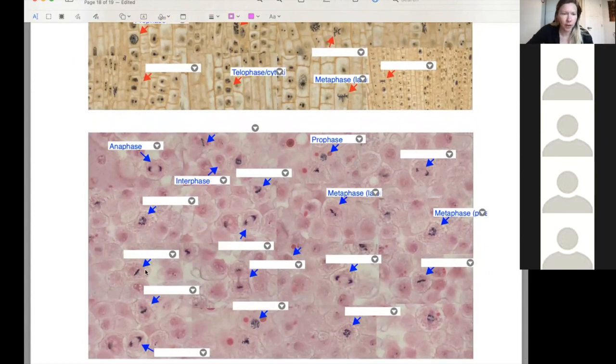It looks like most of these are metaphase, right? Kind of looks like, or anaphase. What about this one here? Telophase. Yeah, definitely. Telophase and cytokinesis, we see that cleavage furrow and that little cell membrane starting to form. Exactly.